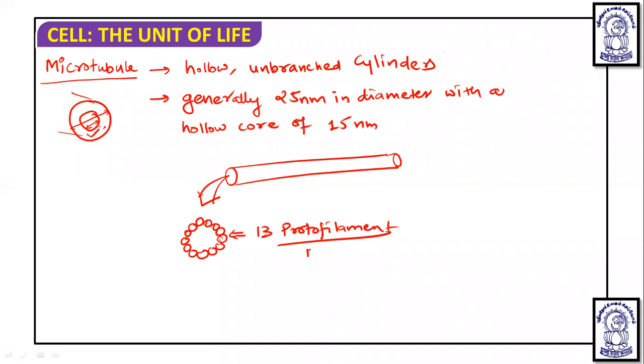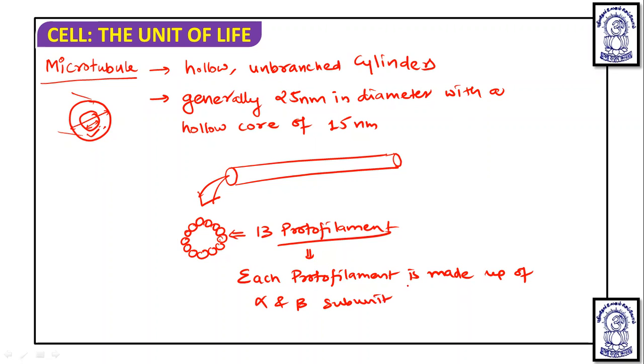So 13 protofilaments are there. Now in this, each protofilament is made up of alpha and beta subunit of tubulin protein.